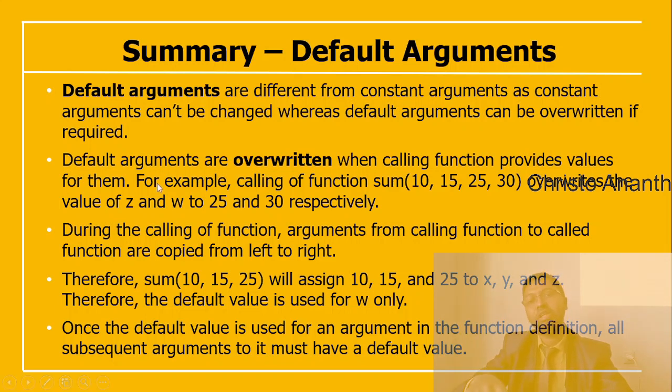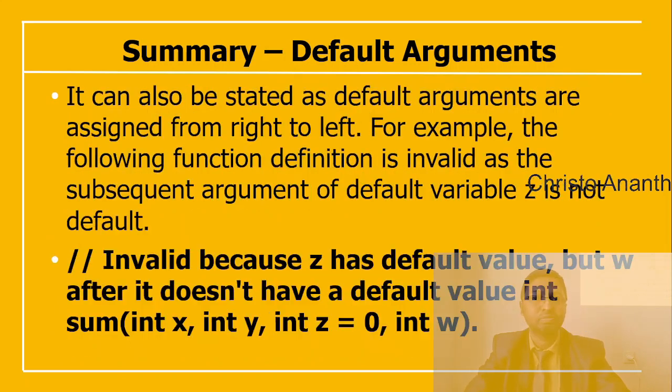Once the default value is used for an argument in the function definition, all the subsequent arguments must have default values. So it can also be stated that default arguments are assigned from right to left. For example, the following function definition is invalid: int sum(int x, int y, int z = 0, int w), because z has a default value, but w after it does not.